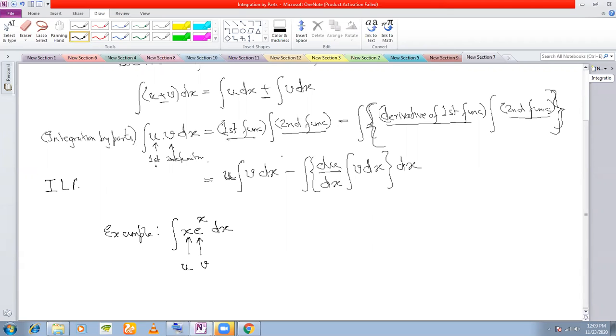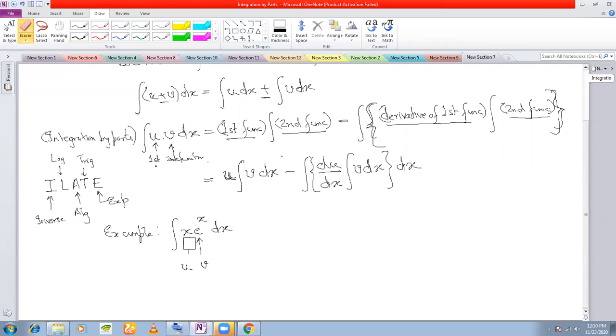ILATE. What does this mean? This means inverse functions, inverse circular functions. Okay, this means logarithmic functions. This means algebraic functions. This means trigonometric functions. Trigonometry. And this means exponential functions. This ILATE rule will help you decide which function to take as u, which function to take as v.